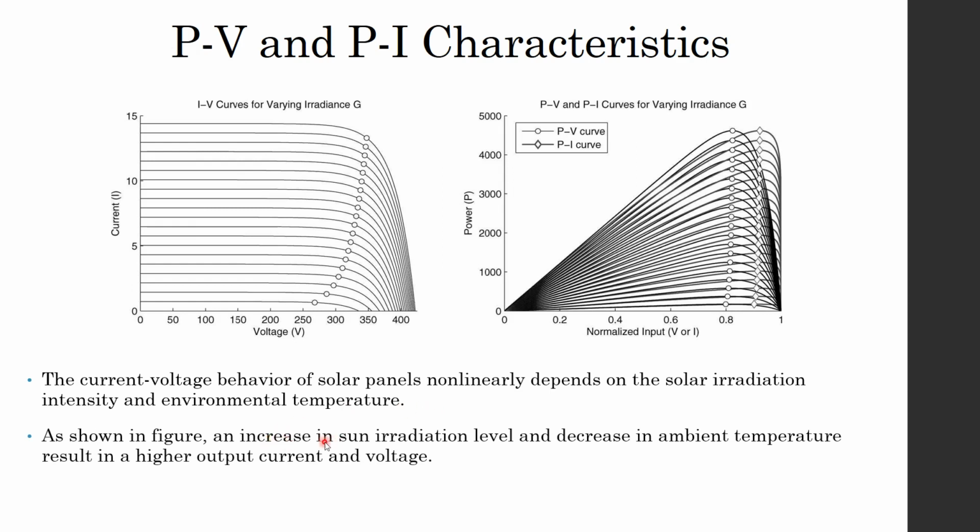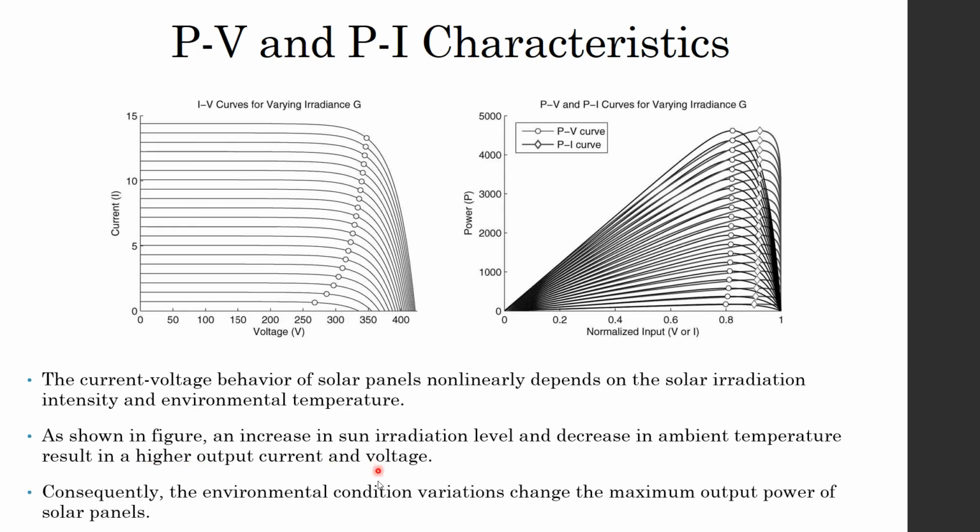As you can see here, as we increase the sun irradiation, and decrease the ambient temperature or the surrounding temperature, both of these conditions will produce higher output current, higher voltage, which means higher maximum power or higher power generated. So the environmental condition variations change the maximum output power of the solar panels. You will see that here, as the irradiance increases, the power output from the panels increases.